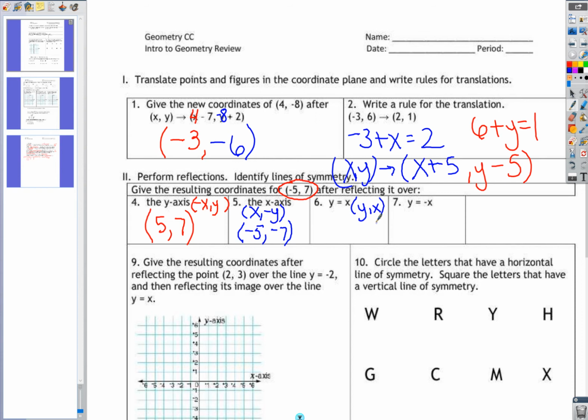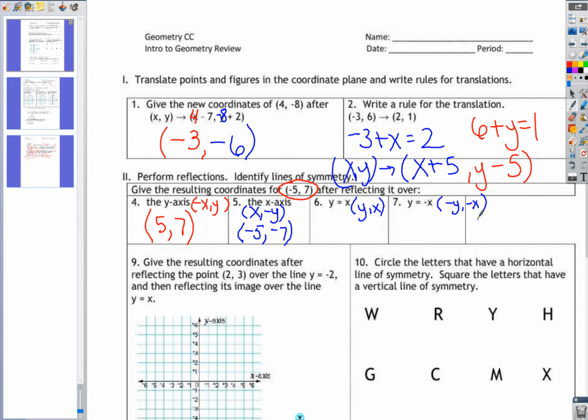So if we reflect over, you want to know a quick, easy way to remember the rules for reflections? If you reflect over the y-axis, I change my x. Go over the x-axis, I change my y. If it's y equals x, it's y comma x. If it's y equals negative x, follow suit. Pretty easy. The reflections, I think, are the easiest rules to memorize.